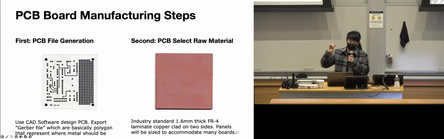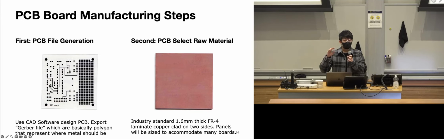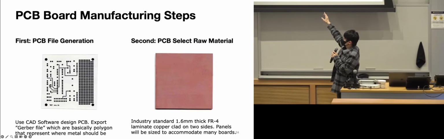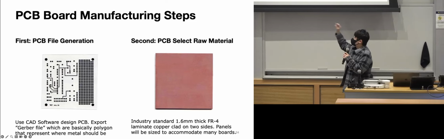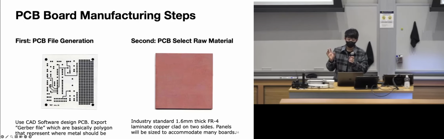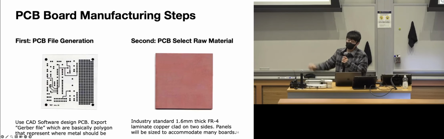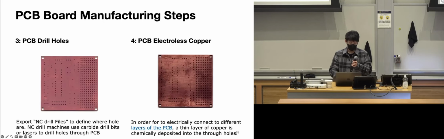And then from the industry perspective, you will tell the manufacturers what type of raw materials you would like to use for your PCB. The most common ones are FR4, 1.6 millimeter thick, and laminated copper materials. It's very common, and if you see one of those green PCBs, chances are it's done through FR4. So for the manufacturing process, first, they will use a drilling machine to drill all the holes needed on your PCB design.